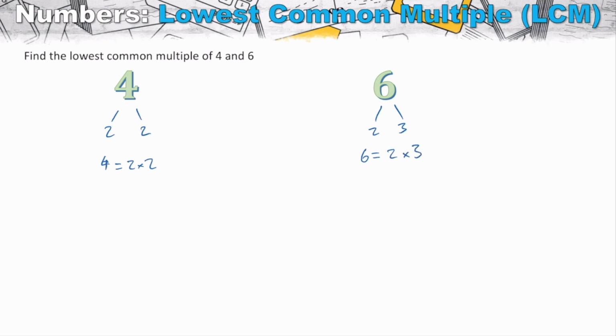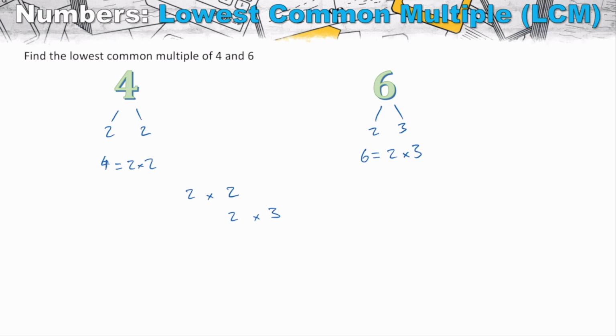And what we want to do with these prime factors is we want to list them and match them up wherever we can. So this 4 is 2 times 2. This 6 is 2 times 3. So I'm going to write the 2 underneath each other. We want to match as many of them as we can. We can only match the 2s up here. If we had more to match, we would.